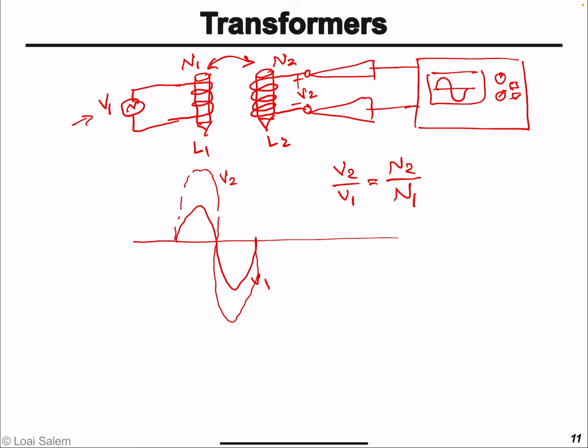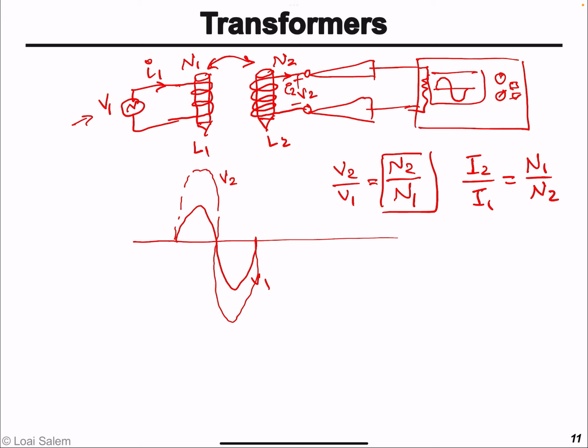Similarly, we have current going into L1 and current coming out of L2, assuming we have some kind of an equivalent resistance here to take some current. We will find that the ratio I2 divided by I1 will have the reciprocal ratio of the voltage transformation ratio. So essentially it will be N1 over N2 rather than N2 over N1.